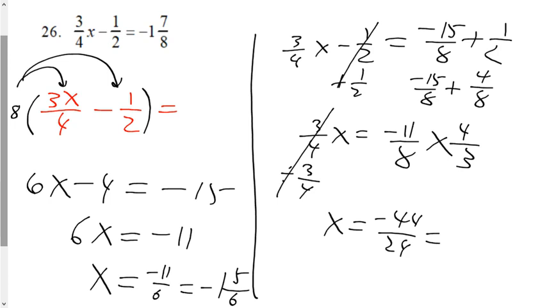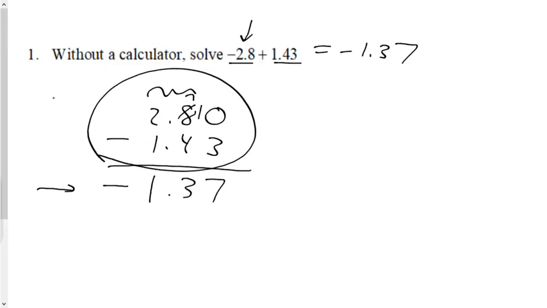44/24, which is negative 1 and 20/24, which is equal to negative 1 and 5/6. That question's worth 3 points. 2 points for work that's sensible, and 1 point for the correct answer of negative 1 and 5/6. If my math is correct, I think it's out of 56.